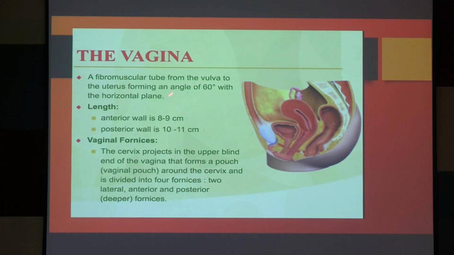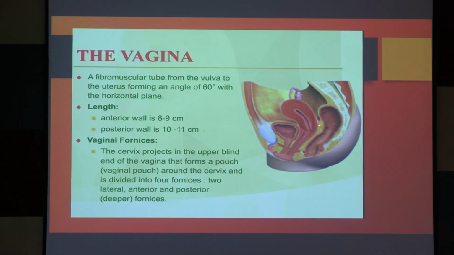Coming to the vagina, the important thing is the length of the vagina: the posterior wall is longer, 10 to 11 centimeter, and the anterior wall is less. And fornices, this is the term you have to know, the vaginal fornices. What are the vaginal fornices? It is the space between the vaginal portion of the cervix and the upper part of the vagina. The posterior fornix is deeper, and the anterior fornix is shallow.